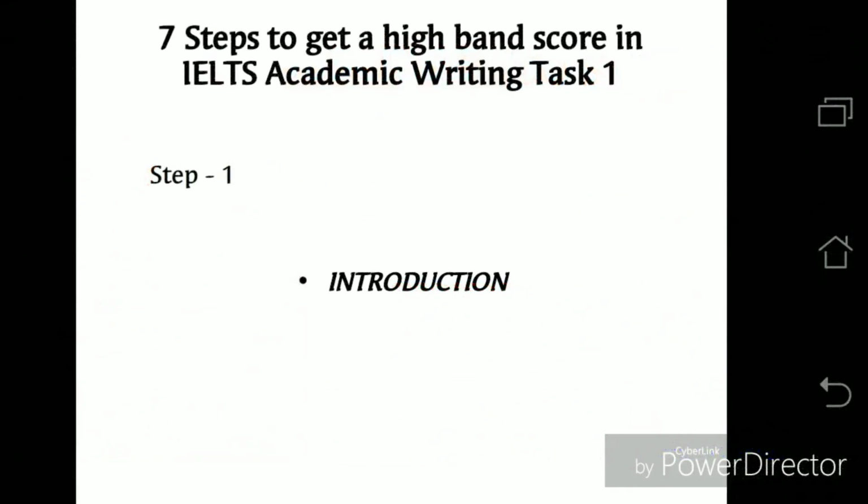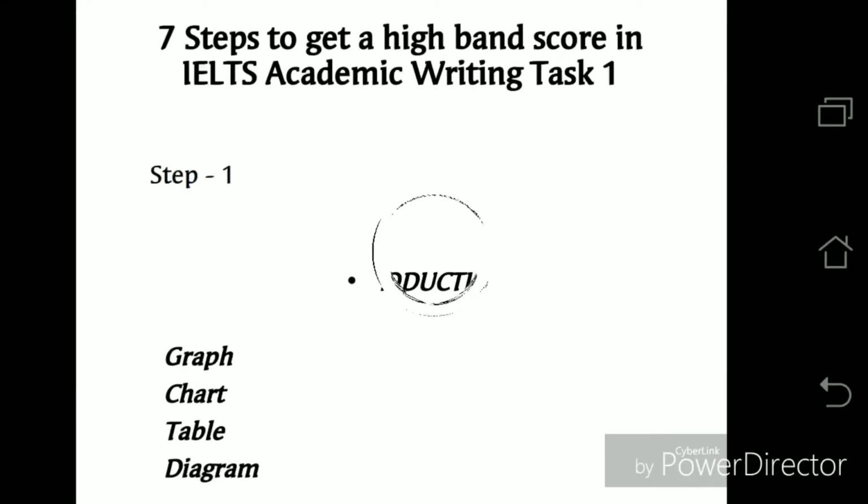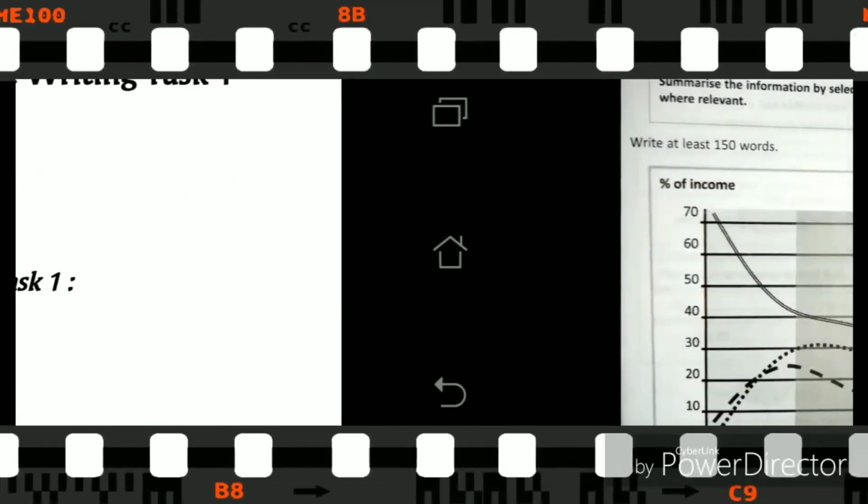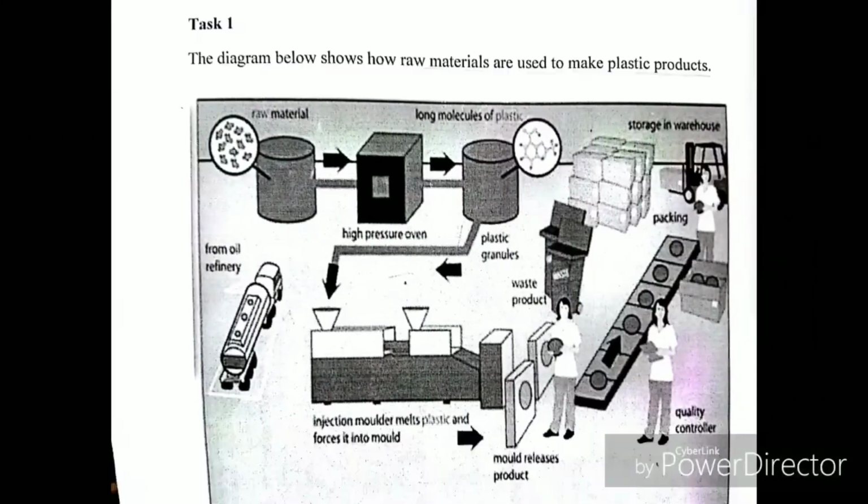Step 1. Introduction. Task 1 of academic module asks a candidate to describe the information given in a visual format in 20 minutes. Here, the minimum word limit is 150. There can be graphs, charts, tables, or diagrams.